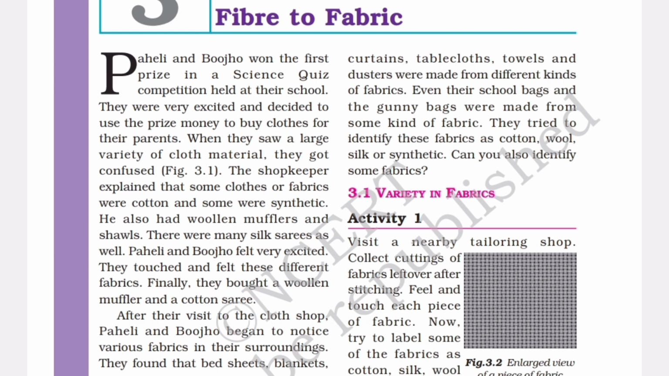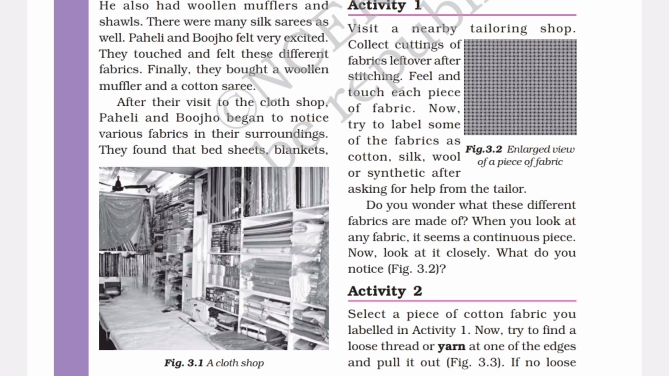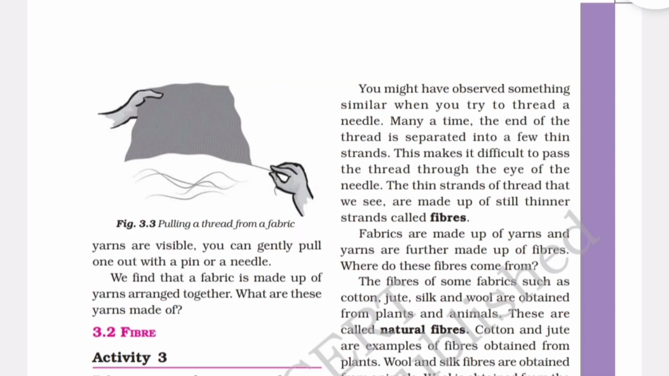Then take a small piece of cotton fabric and try to pull out the yarns from the cotton fabric. Yarns means the thread. So you can easily remove the yarn, and you can identify that the cotton fabric is made up of yarns. Not only cotton, any fabric is made up of different kinds of threads, also called yarns. So you can see here the fabric is made up of so many yarns arranged together.